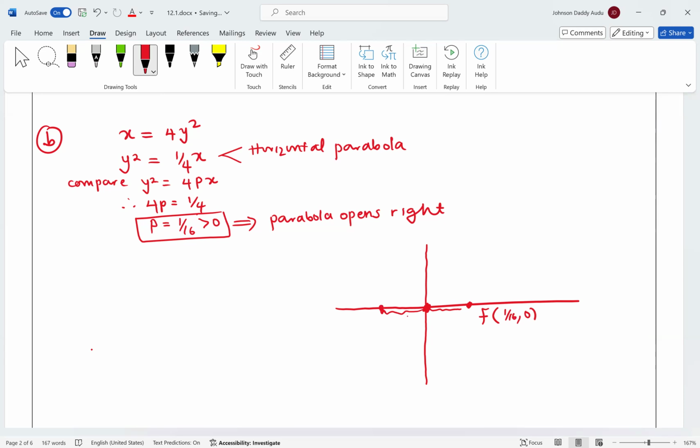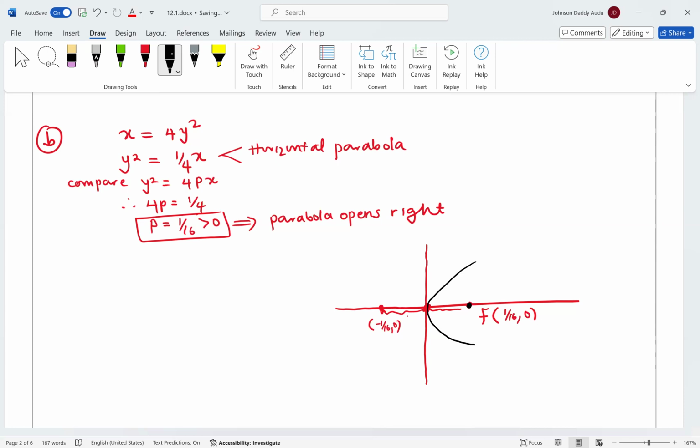And which point is this? This point is going to be still on the x-axis. So this is minus 1/16 and 0. Okay. Now, it's opening to the right, so definitely this way. But now, another thing is look at our focus. Because now we need to know how wide we're going, right?